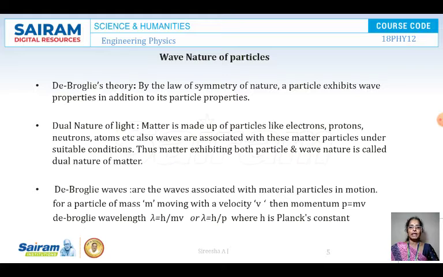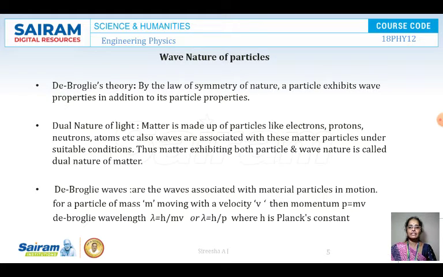Matter is made up of particles like electrons, protons and neutrons. Also, waves are associated with these matter particles under suitable conditions. Thus, matter exhibiting both particle and wave nature is called the dual nature of matter. De Broglie waves are the waves associated with the material particle in motion.